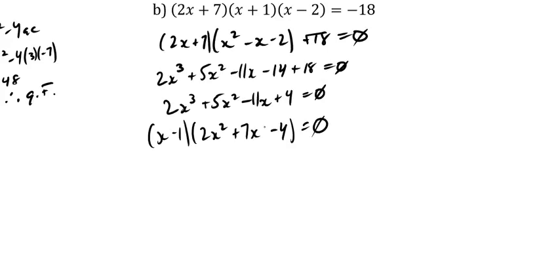B squared minus 4ac is 81. Perfect square. That means I can factor it. So I'm going to go ahead and do that. Go ahead. Try that.